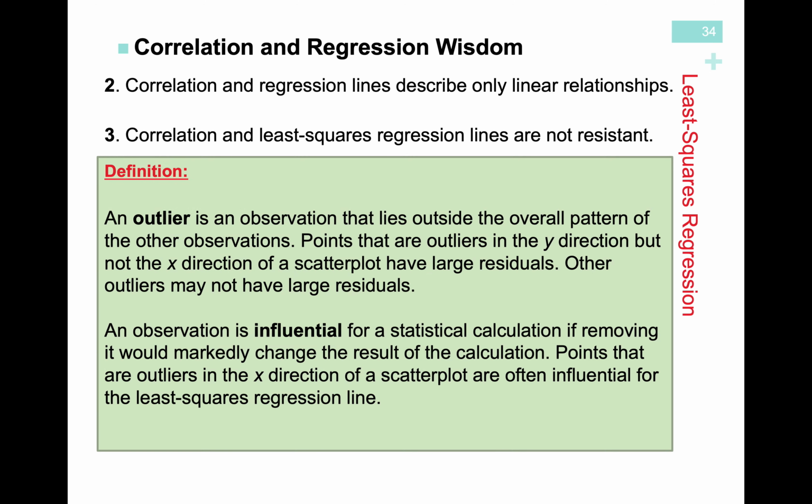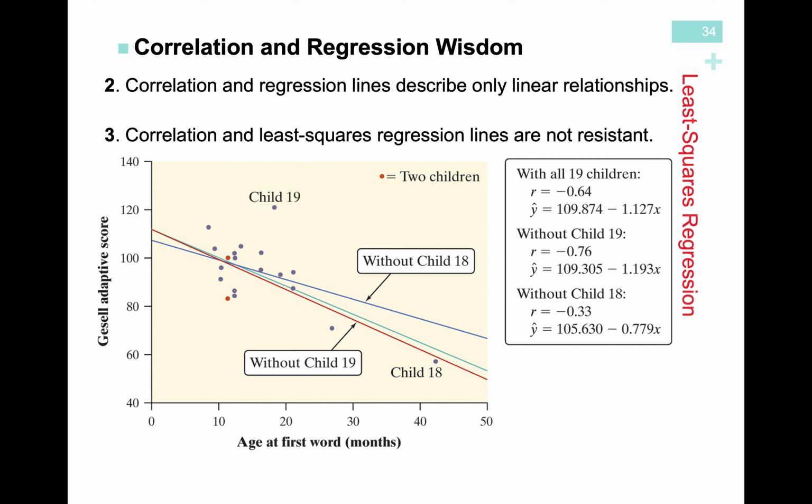An observation is influential for a statistical calculation if removing it would markedly change the result of the calculation. Points that are outliers in the x direction of a scatter plot are often influential for the least squares regression line. So that's a more formal way of what I was trying to point out here. So child 19 does affect the residuals, but because it's an outlier in the y direction, it's not very influential. It doesn't change the equation of the line a whole lot. Child 18 has a relatively small residual, but because it's an outlier in the x direction, it is very influential in changing what the equation of the line would be.